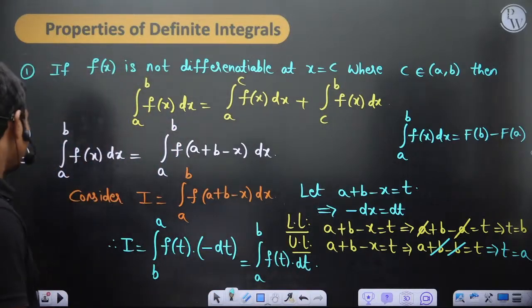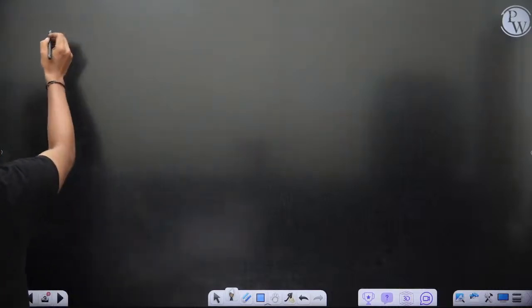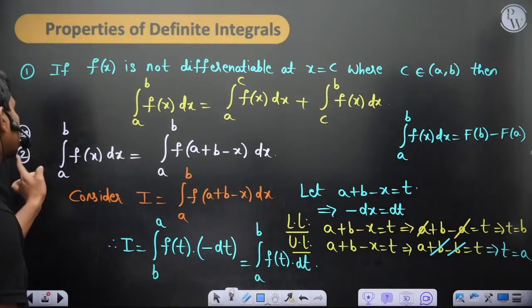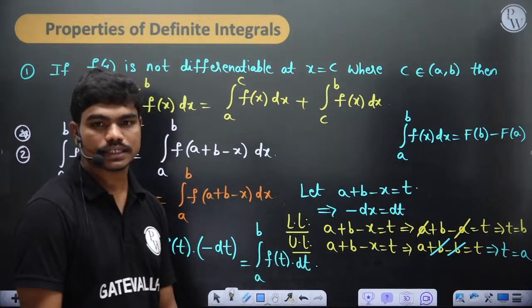Okay, so even in a few cases you will find examples. Okay, fine, so let's see this. So property 2 is integral a to b f of x dx is equal to integral a to b f of a plus b minus x dx.